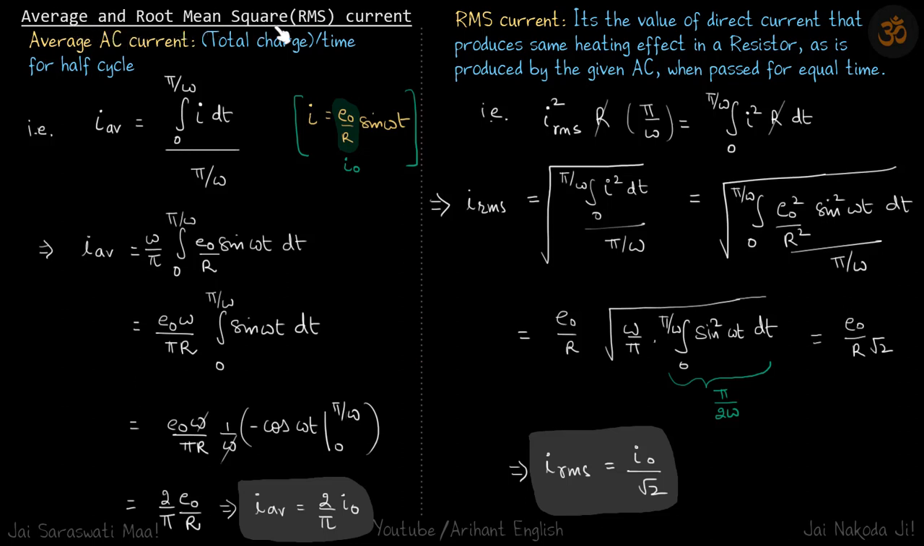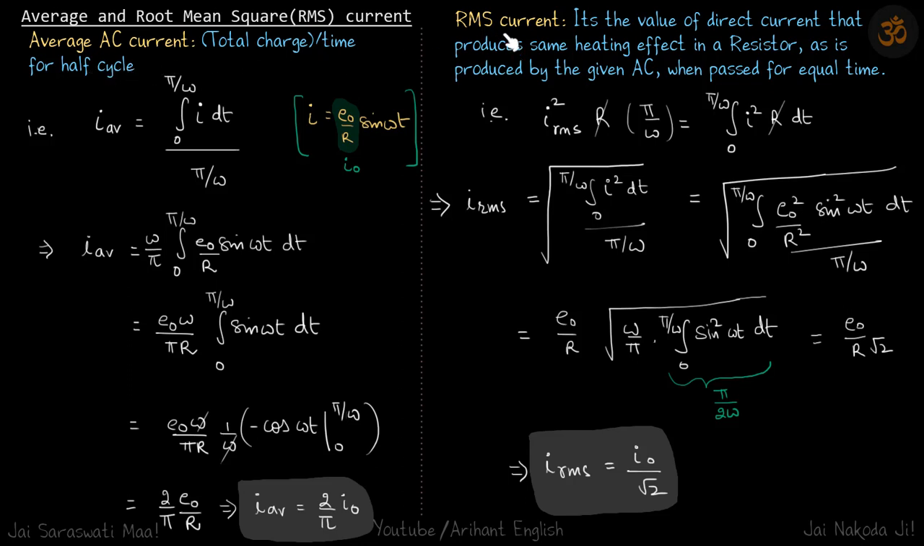Average and root mean square current, or RMS current. So average current, we can simply say it is total charge divided by total time for half cycle. In this case we will calculate it for half cycle, because for a long period of time, average AC current is always 0.